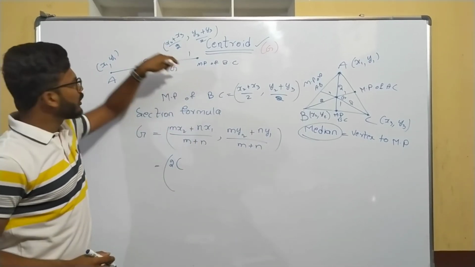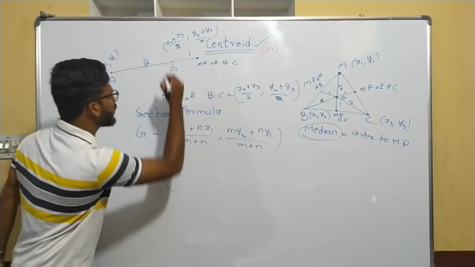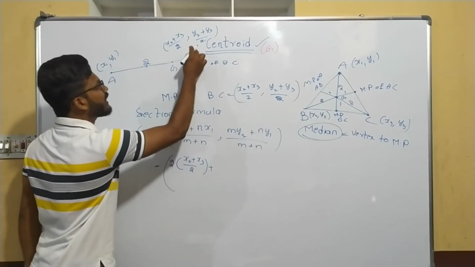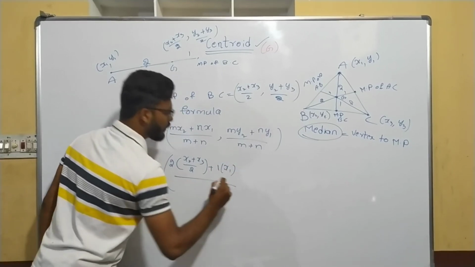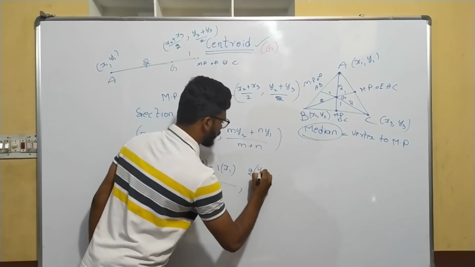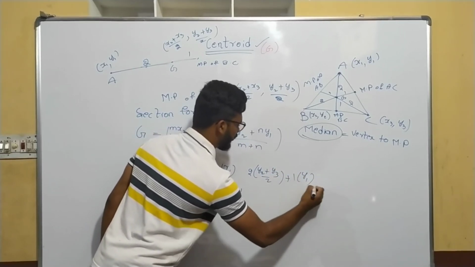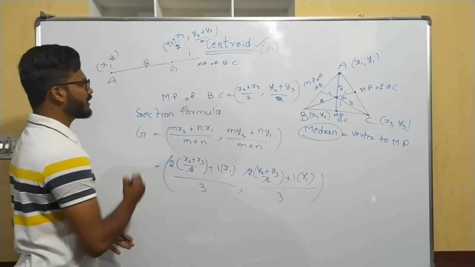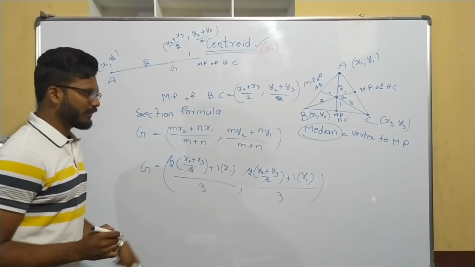Suppose the ratio is m is to n. What will we do? m x2 is nothing but 2 into the x coordinate of this one, 2 into (x2 plus x3) by 2, plus n is 1, n x1, nothing but 1 into x1, by m plus n, 2 plus 1 is 3, comma, the same way 2 into (y2 plus y3) by 2 plus 1 into y1, by 3. The 2 will get cancelled here, and also the 2 will get cancelled here. The remaining is x1, 1 into x1 is x1, plus x2 plus x3, by 3, right?